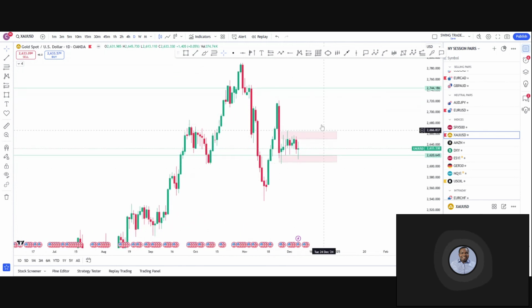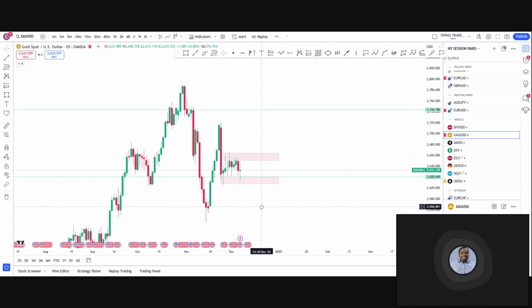That's what we want to see: price to come out of this consolidation phase. So on gold, I'm not going to touch much. I'm not going to say much about it because it's obvious we are in a consolidation phase. Those are the three pairs I would like to talk about this week, week 50.